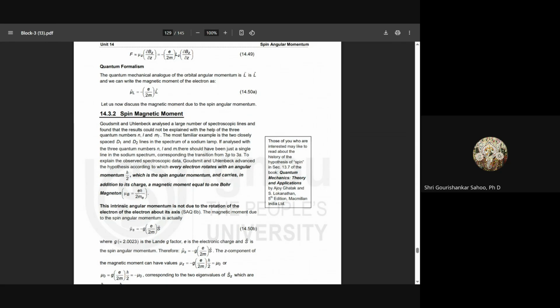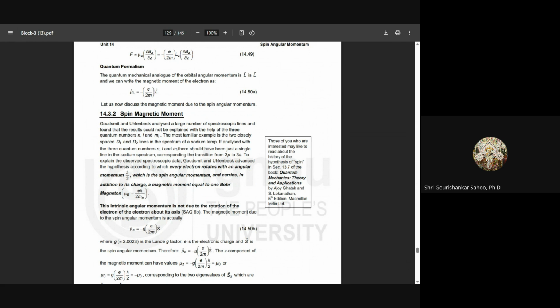So Goudsmit and Uhlenbeck advanced the hypothesis according to which every electron rotates with an angular momentum h cross by 2, which is the spin angular momentum, and carries in addition to its charge a magnetic moment equal to the Bohr magneton, which is mu B. And mu B can be represented as e h cross by 2 m e.